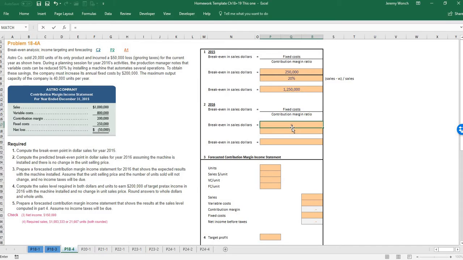Our fixed cost, originally we have $250,000, but we're going to incur an extra $200,000 if we go this route and get the new machine. So we're going to have costs of $450,000 instead of $250,000. Now this is also going to change our contribution margin ratio. Our sales are going to remain the same, but our variable cost, we're going to cut it in half. It's going to be 50% of what it was. So originally it was 40, now it's going to be 20.